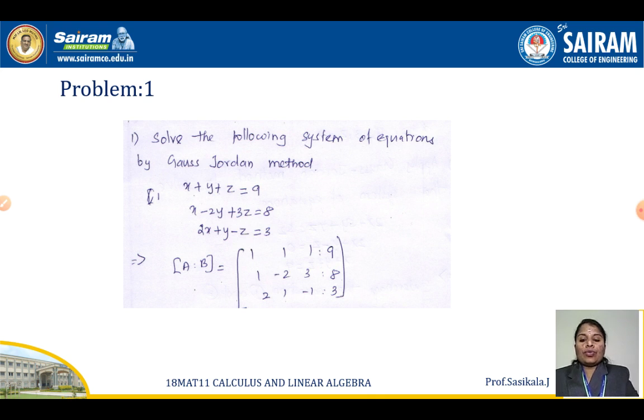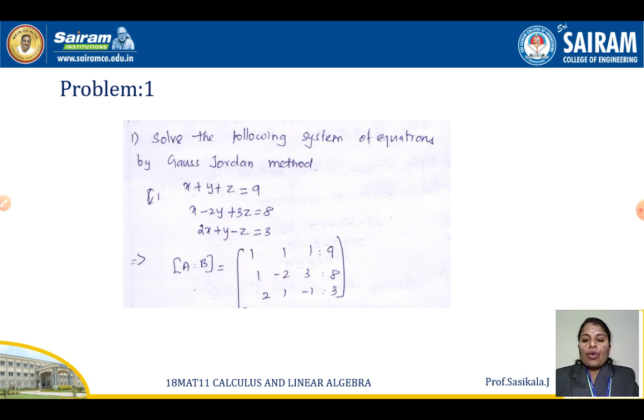To write the solution, you have to start with the augmented matrix. When you write A and B together, we call it an augmented matrix. A is the coefficient matrix on the left side, and B is the right side values. So first, from the first equation: x coefficient 1, y coefficient 1, z coefficient 1, and the B value is 9. Similarly the second one: 1, minus 2, 3, 8. And the third one: 2, 1, minus 1, 3. So this is our augmented matrix.